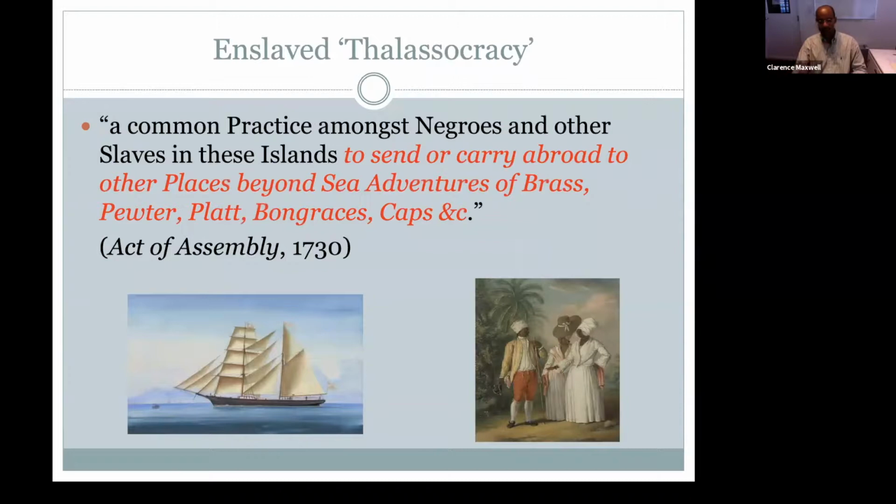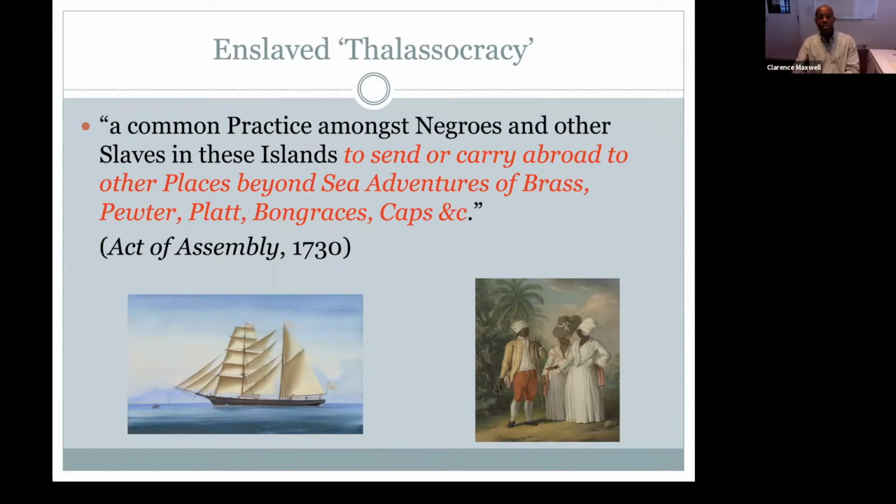And again, we know this largely from the laws that are established against them. And this is a good example. The Act of Assembly in 1730 was making it illegal and wanted to prevent people from selling goods overseas. These were called, notice the word here, sea adventures. These goods weren't just goods for personal use. These were goods of trade, otherwise known as capital. And they were using them to get other goods. And that must also be seen in this context.